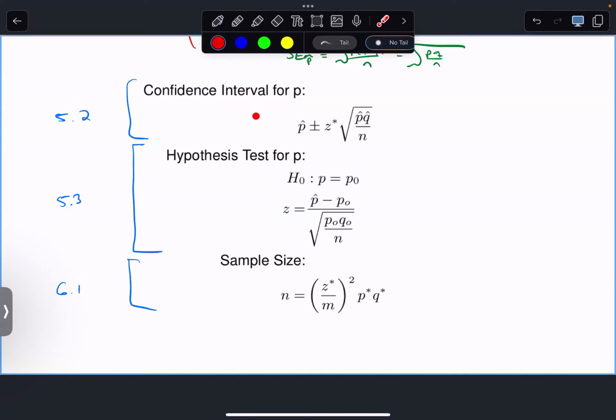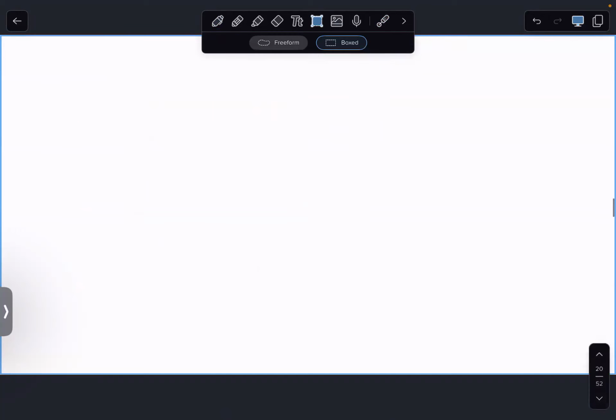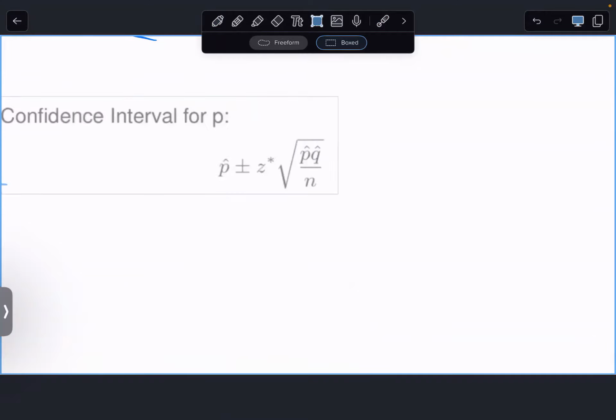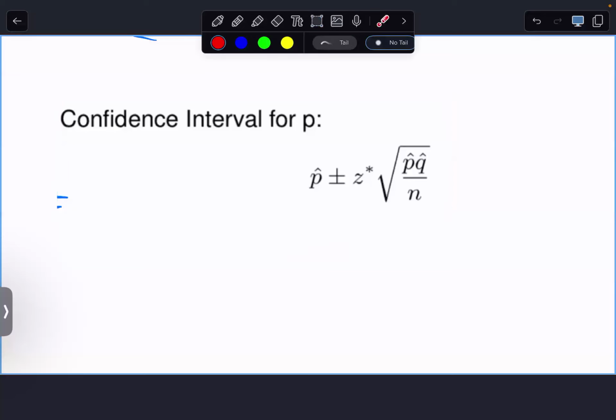So, confidence interval. If we just break this down, it's a confidence interval for p. I'm trying to capture the population proportion.